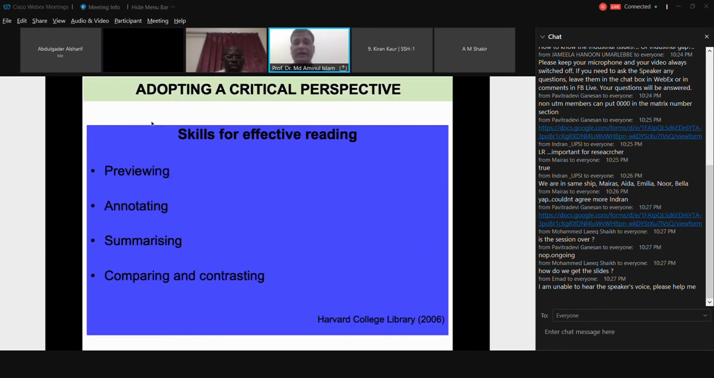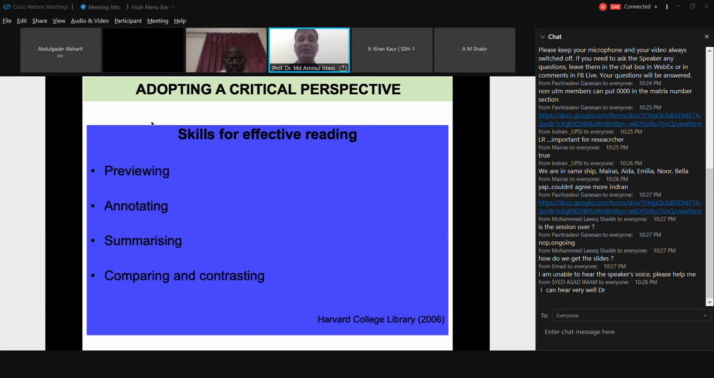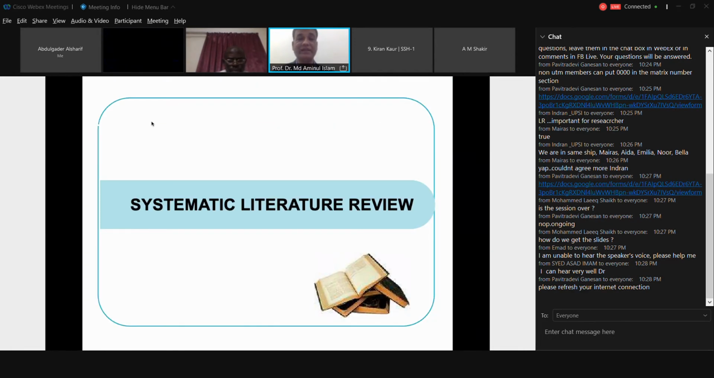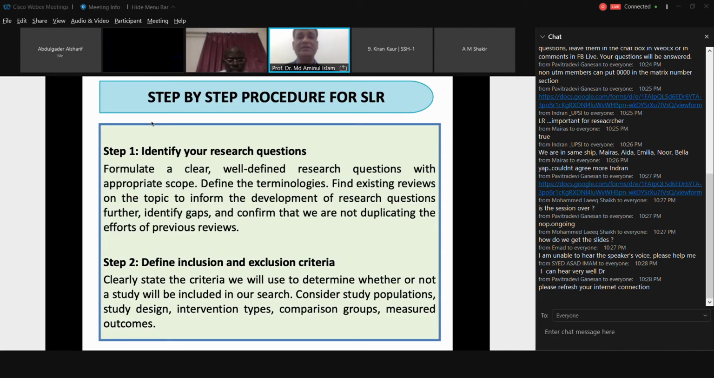I always recommend that a paper should be read four times. First reading, we just read the paper for the sake of reading. Second reading, we underline, annotate, highlight. Third reading, we summarize. And fourth reading, if you read more than one paper, then you compare and contrast. This is a systematic literature review process.